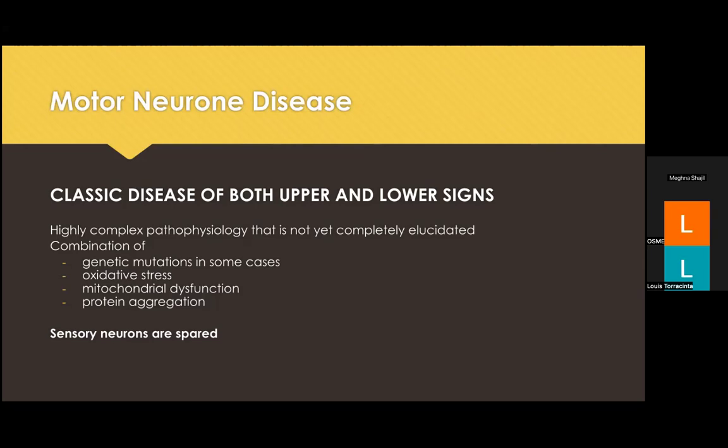The way I remember that is people with motor neuron disease have this terrible disease, and it's terrible because they can feel everything about it. They won't necessarily be in pain, but they won't lose any sensation. So it's a really, really difficult disease and highly complex pathophysiology, which you're welcome to go and read about and research if you're interested.